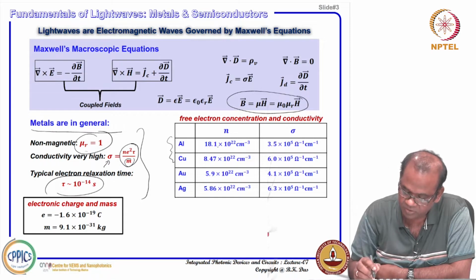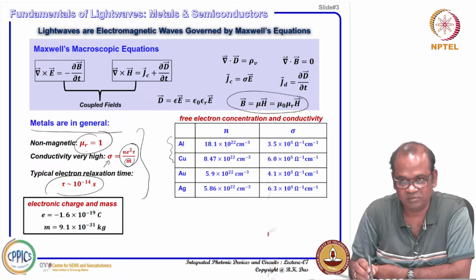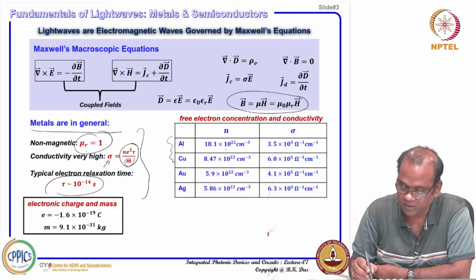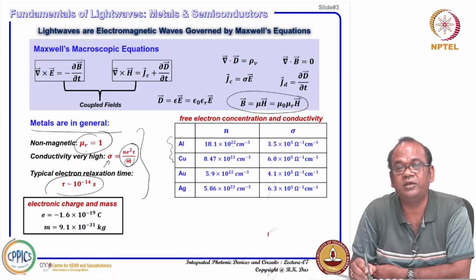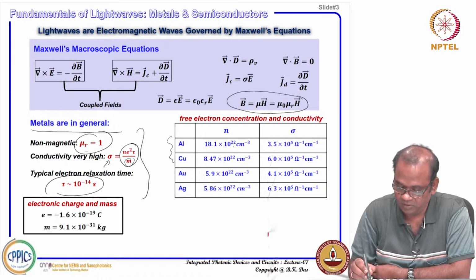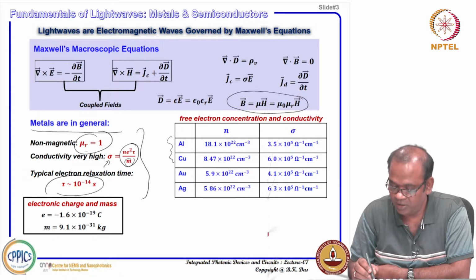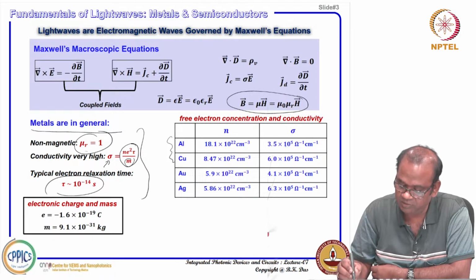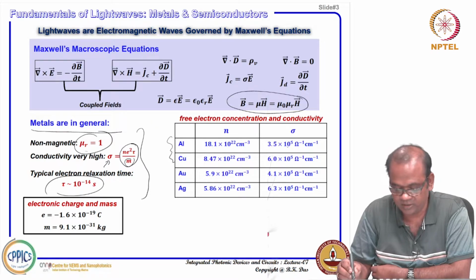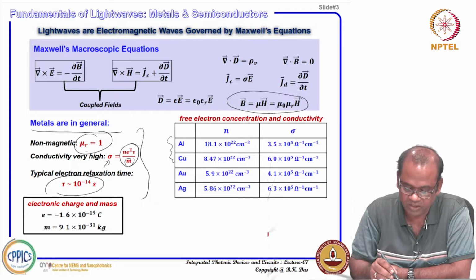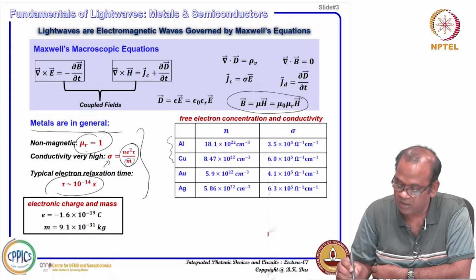If you see the free electron concentration, it is on the order of 18 times 10 to the 22 per centimeter cube. It is very large. And copper is slightly lower. However, if you see the conductivity, which you measure or calculate depending on the effective mass as well as the tau value, copper's conductivity is relatively higher.